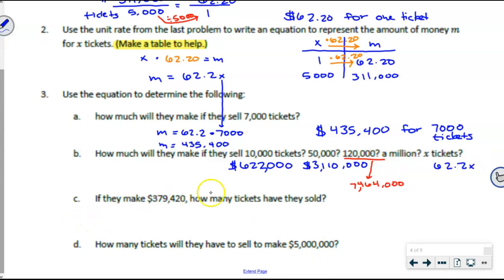If they make $379,420, how many tickets have they sold? How is this different than the last questions? What are we going to do this time? Go ahead, Davin.